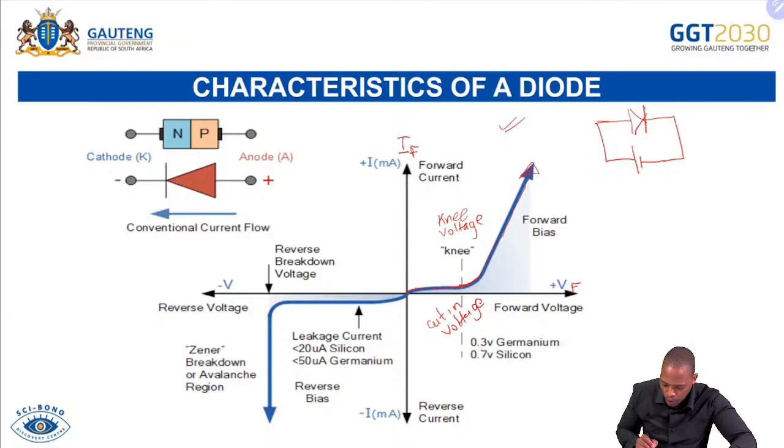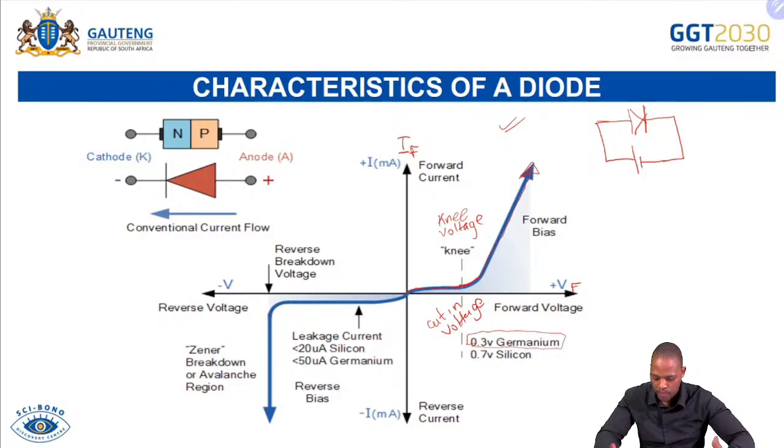These are numbers for knee voltage if you are using germanium as your intrinsic semiconductor. The knee voltage needed there is 0.3 volts. And then the knee voltage for silicon is 0.7 volts. That's the knee voltage that is needed. Not something that you should stress yourself about, grade 12. You don't need to know that.